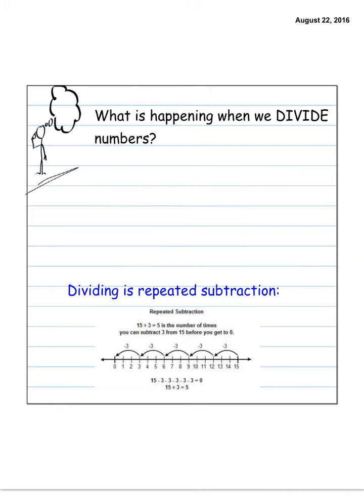Again, this icon shows us that we should stop and think about this question that is being asked of us. What is happening when we divide numbers? Yesterday when we multiplied, we learned that multiplying is just repeated addition. So today, dividing is just repeated subtraction.